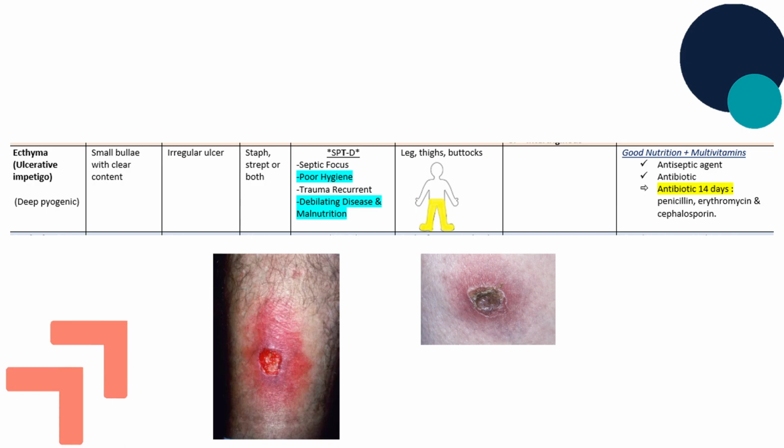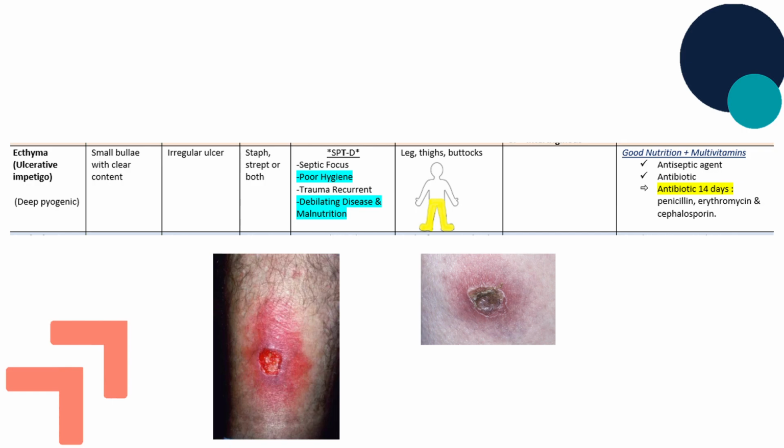And for the predisposing factors, we said that SPICED will be the main memory aid for our predisposing factors, but in ecthyma we'll replace the I with a T. So we have SPTD: S for septic focus, P for poor hygiene, T for trauma, which is recurrent trauma that causes injury to the skin barrier, and D for debilitating disease and malnutrition. Which sites are affected? Usually ecthyma affects the lower limb, buttocks, thighs, or leg.